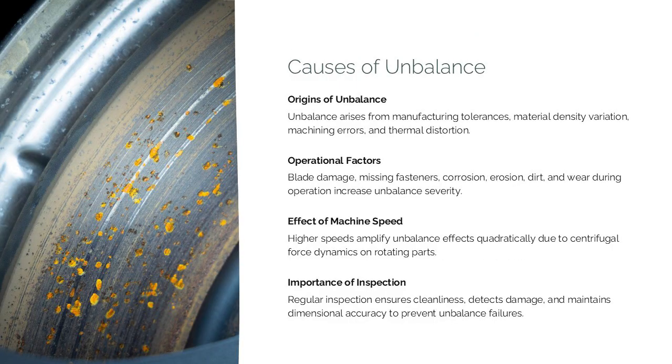Unbalance can originate from manufacturing tolerances, uneven material density, machining errors, thermal distortion, corrosion, erosion, dirt accumulation, or operational wear. Overhung rotors are especially susceptible because added mass buildup has a greater effect at the free end. During operation, blade damage, missing fasteners, or partial material loss can rapidly create severe unbalance. Increasing machine speed amplifies these effects quadratically due to centrifugal force dynamics. Engineers must routinely inspect rotors for cleanliness, damage, and dimensional accuracy to prevent unbalance-related failures.